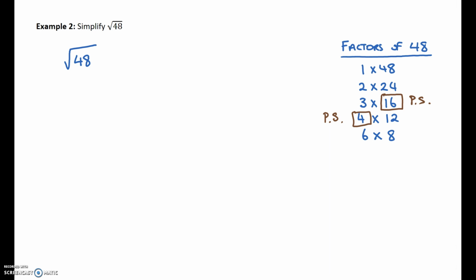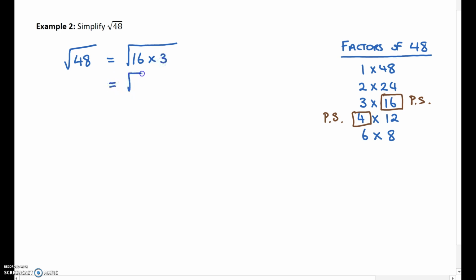So while we have a choice, it seems, of using 16 or 4, we're going to use 16 because it's the biggest one. So we're going to rewrite this, and we've written it here as 3 16s, but remember what I said in the previous example. Always write the perfect square first, because it just looks better. So it's going to be 16 times 3.